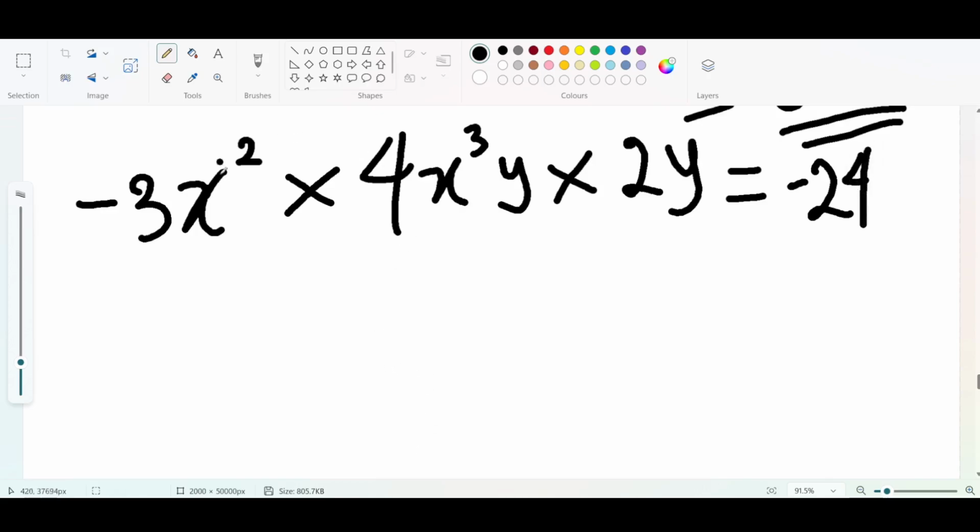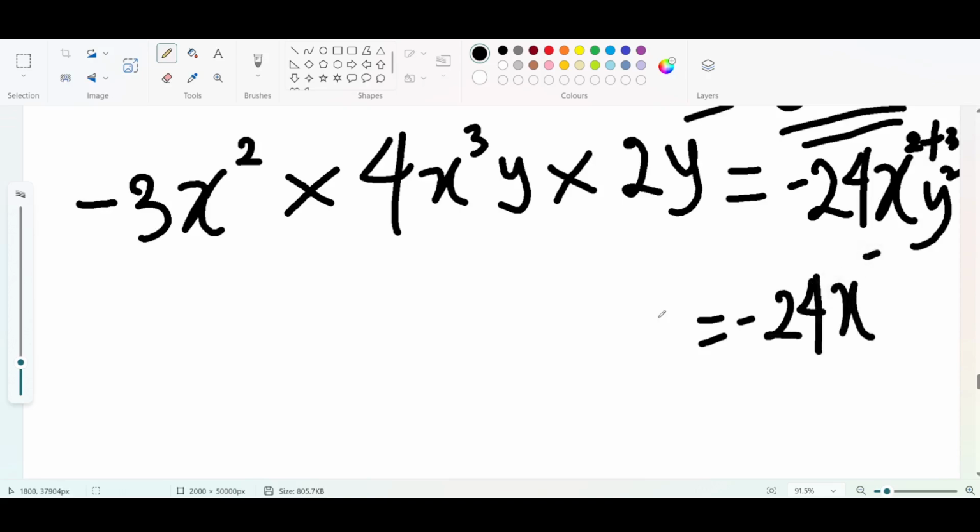Now, for the x components, since they are all multiplying, we take one of the x and add the powers, 2 plus 3. Then for the y, we also add the powers together. So y will be raised to power 1 plus 1, that is 2. So this is going to be minus 24 x raised to power 5 and y raised to power 2. This is the final answer.